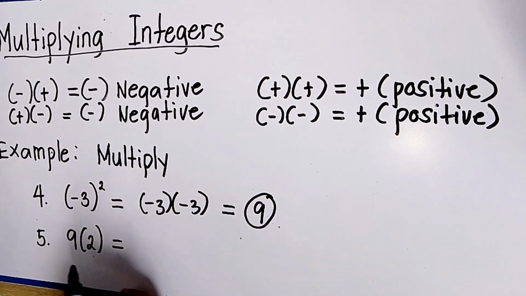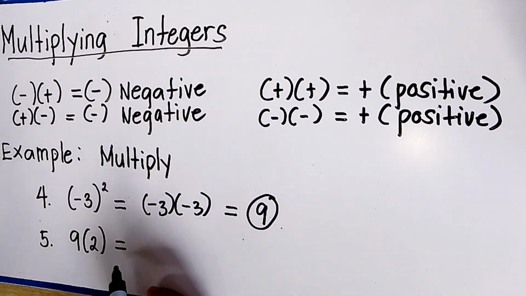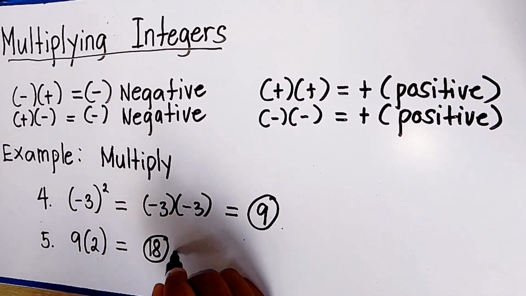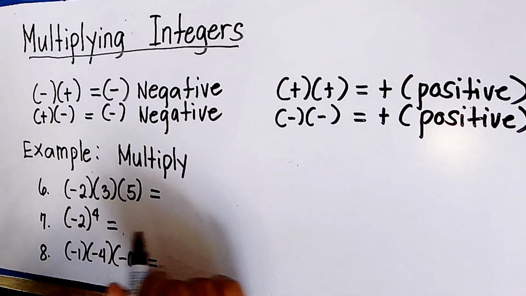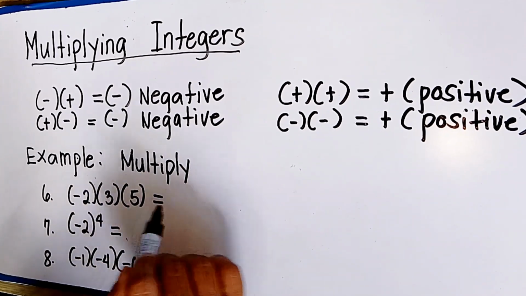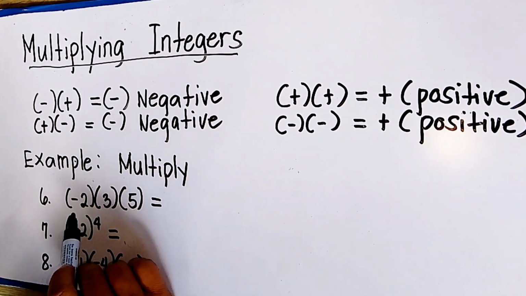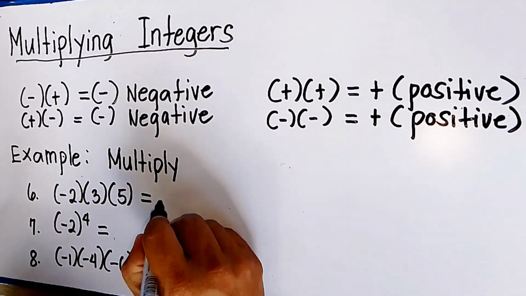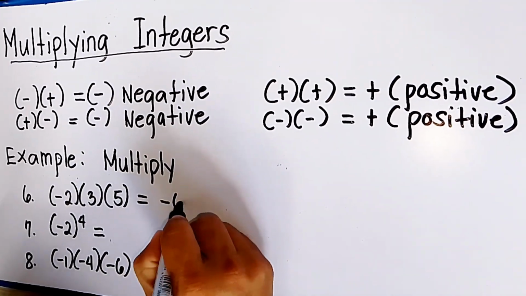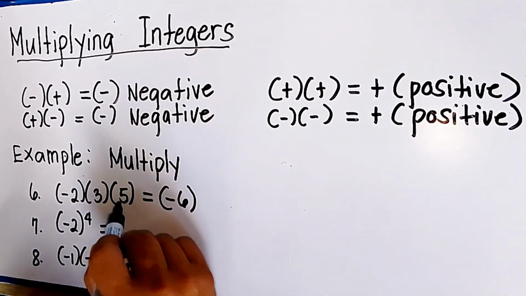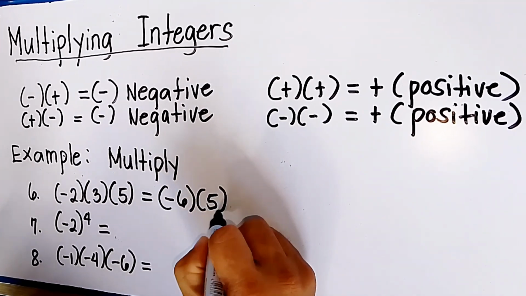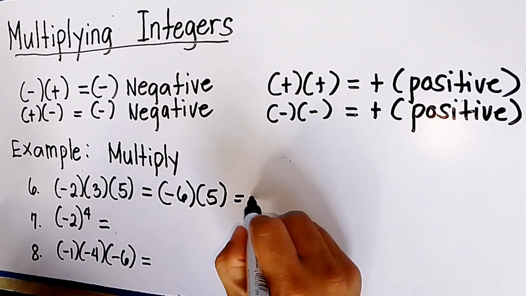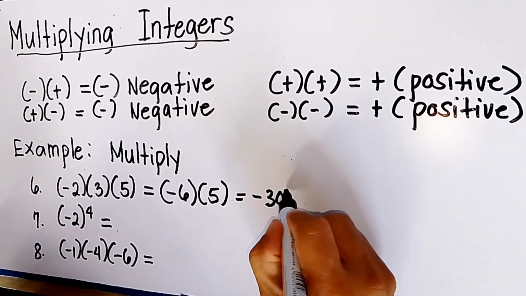Number 5 example is positive 9 times positive 2. So we have positive 18. Okay, number 6 example is multiplying 3 integers. So let's first multiply negative 2 times positive 3. Okay, so the answer of that is negative 6. Okay, times positive 5. So negative 6 times positive 5, so we have negative 30.